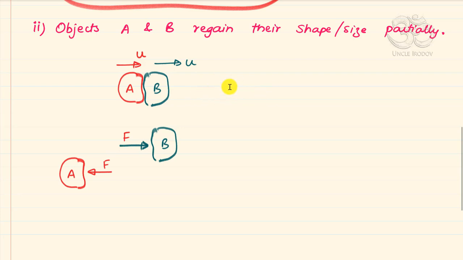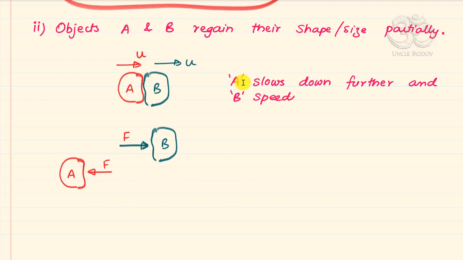So let me say that here in this case, A further slows down, and B speeds up further, and finally A and B are not in contact.